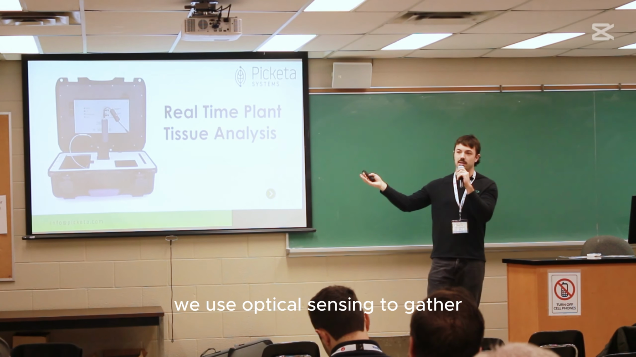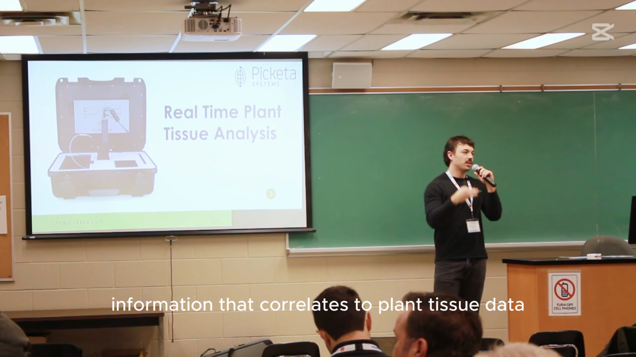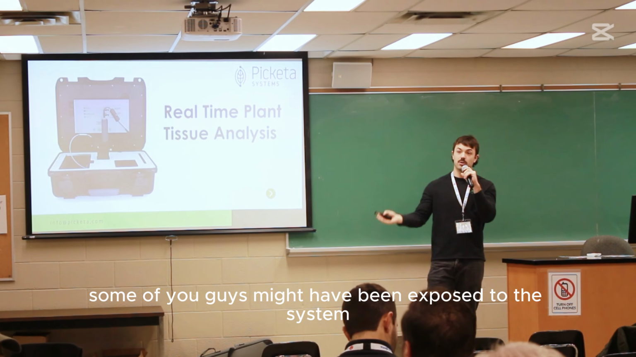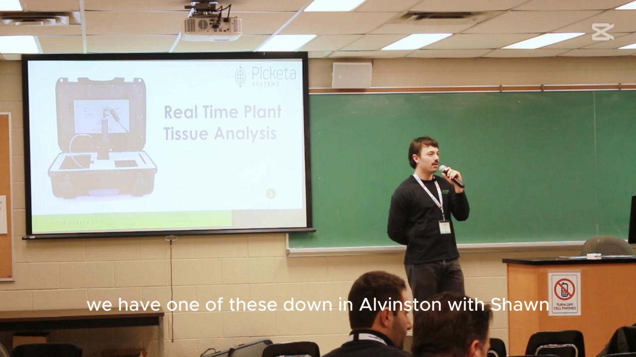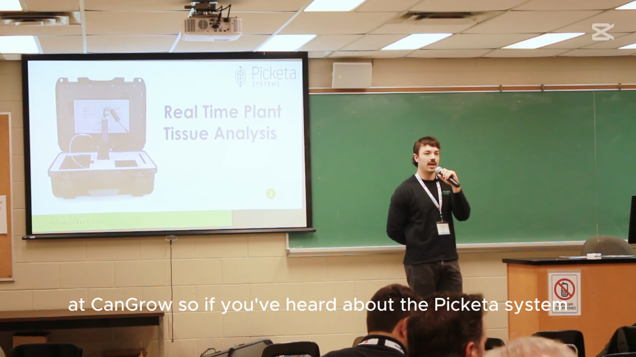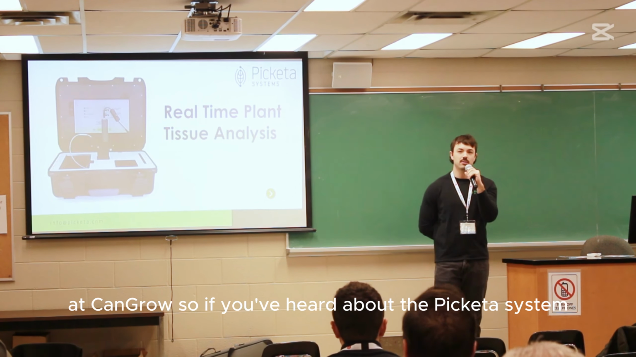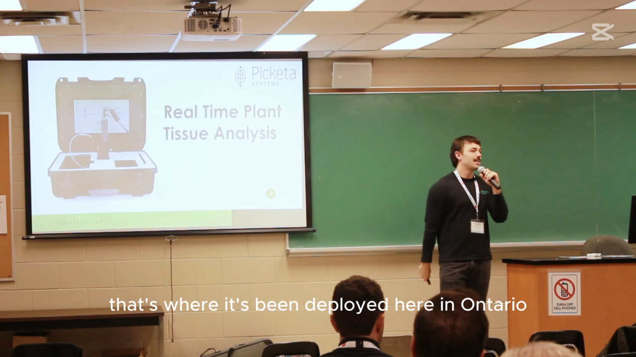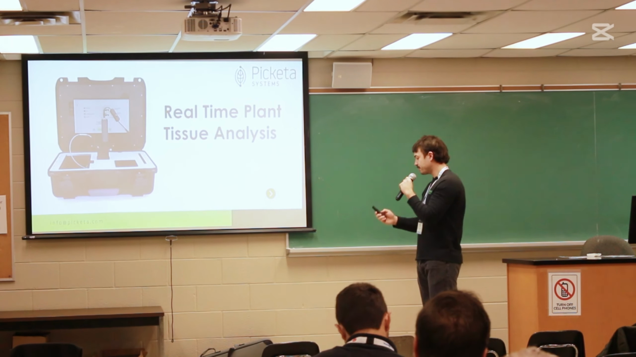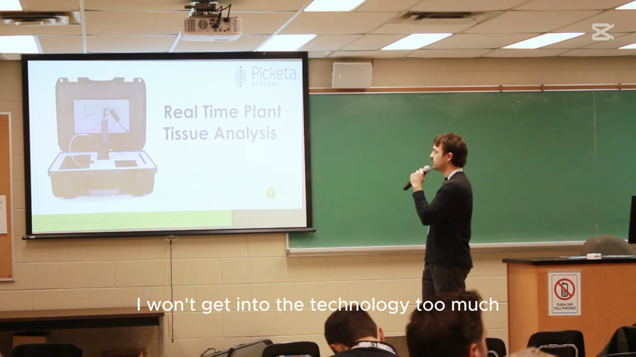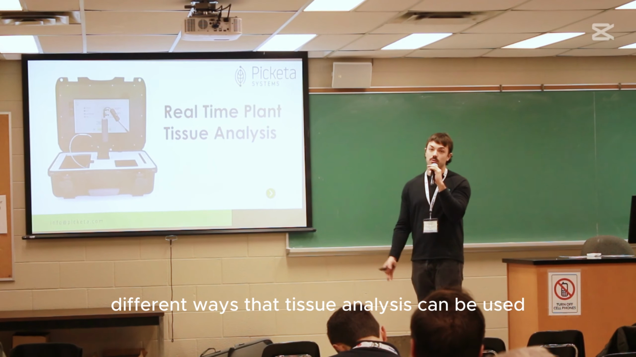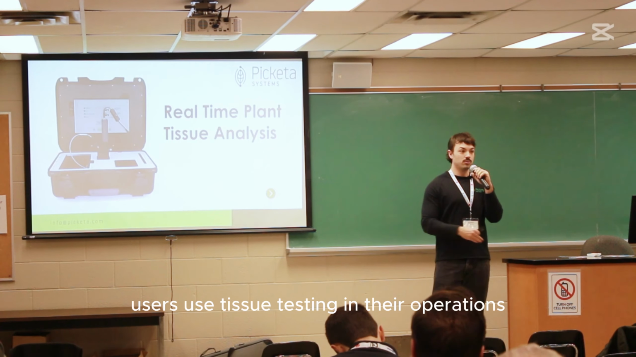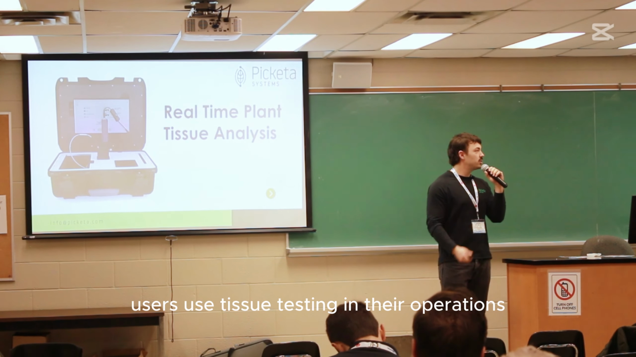We use optical sensing to gather information that correlates to plant tissue data. Some of you might have been exposed to the system. We have one of these down in Alvinston with Sean at CanGrow. So if you've heard about the Picketa system, that's where it's been deployed here in Ontario. I won't get into the technology too much. I really just want to touch on different ways that tissue analysis can be used and the top ways that we're seeing users use tissue testing in their operations.